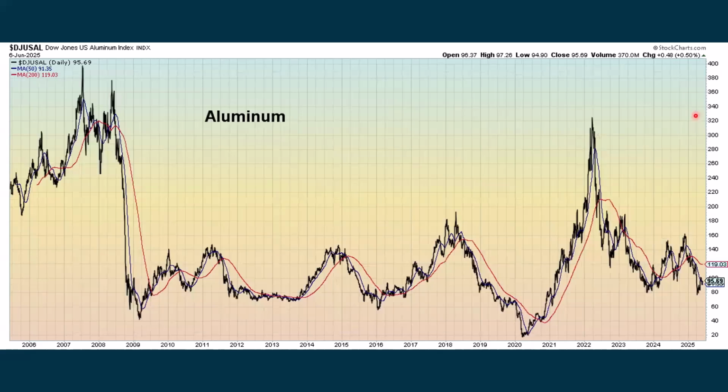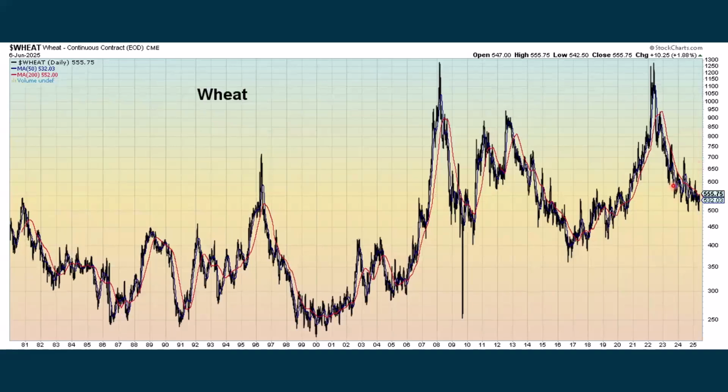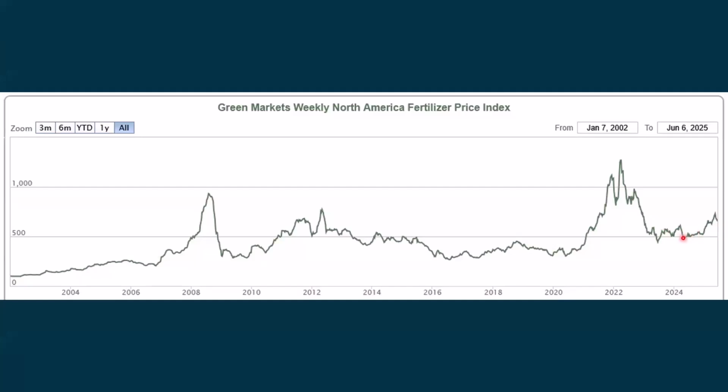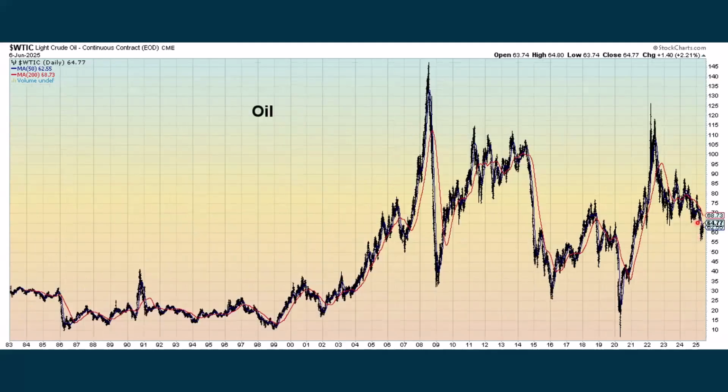Then just to keep an eye on some other markets. This is aluminum, which is in a downtrend. That's not inflationary. Corn is still in an uptrend, but it's falling back to its 200-day moving average. Wheat is in a downtrend. Overall, that's not inflationary. Fertilizer had been going up. That was causing some concerns. Lately, it's been starting to pull back. Lumber is in an uptrend and kind of falling back, but it's come back up to its 50-day moving average. Oil is in a downtrend.